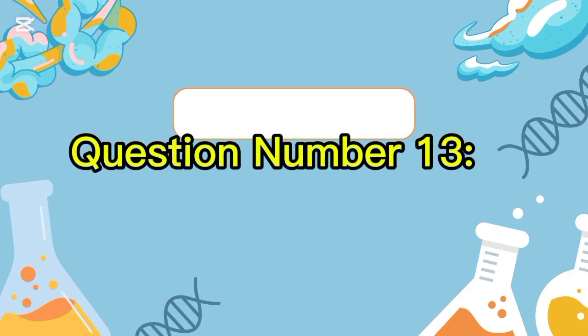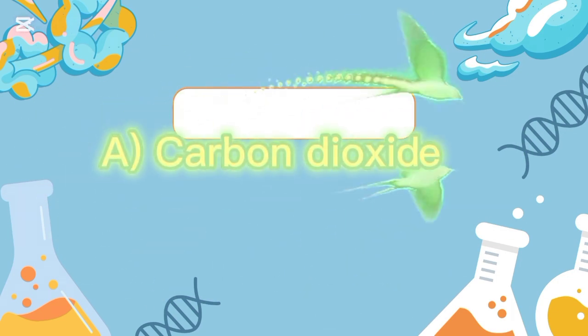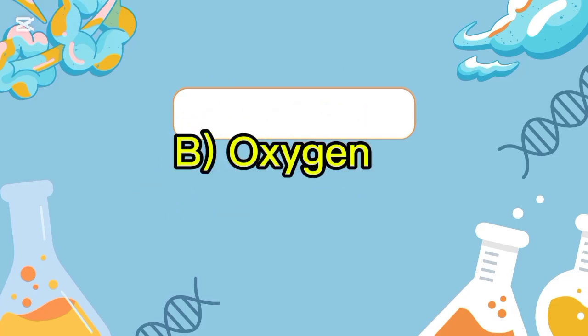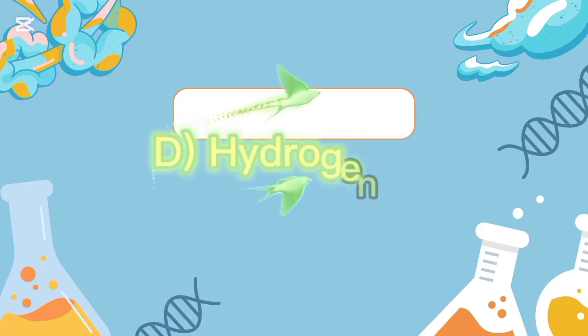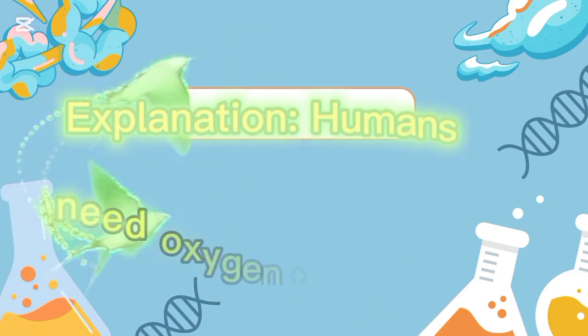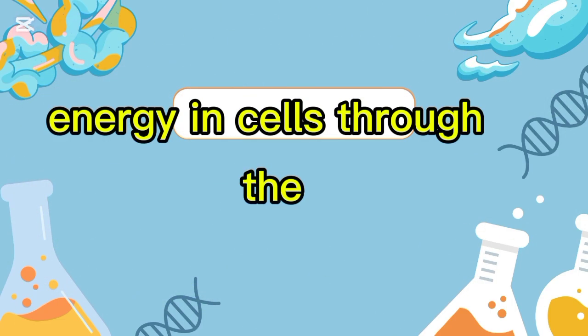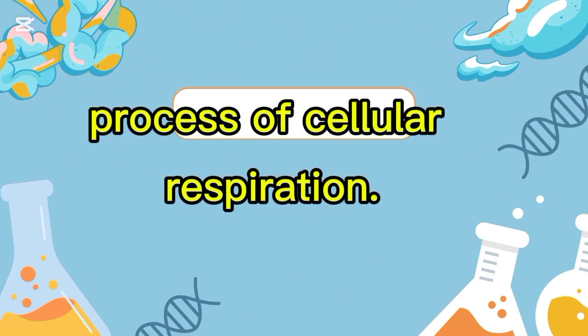Question number 13. Which gas is essential for human respiration? A. Carbon dioxide. B. Oxygen. C. Nitrogen. D. Hydrogen. Correct answer, B. Oxygen. Explanation. Humans need oxygen to produce energy in cells through the process of cellular respiration.